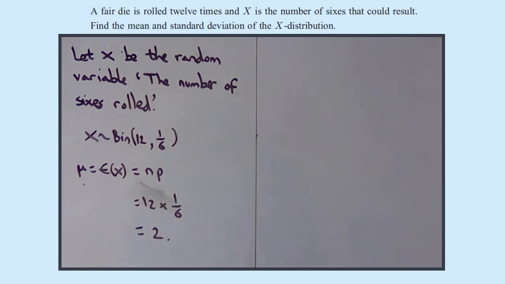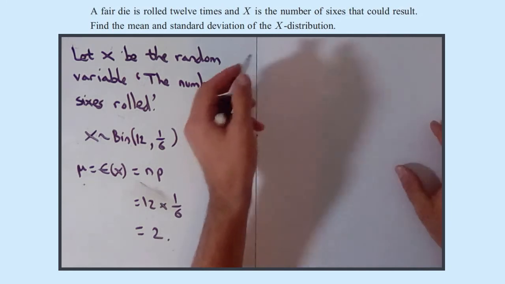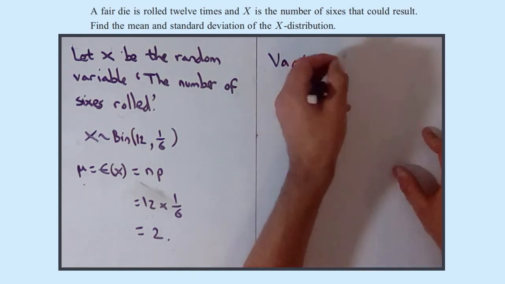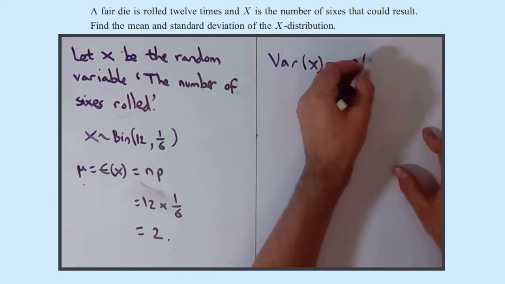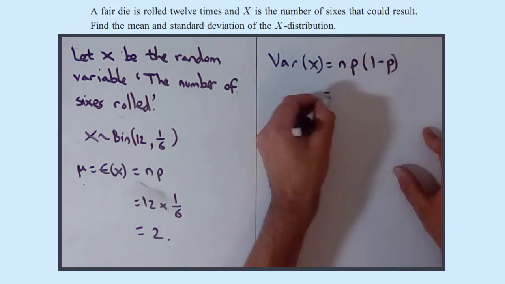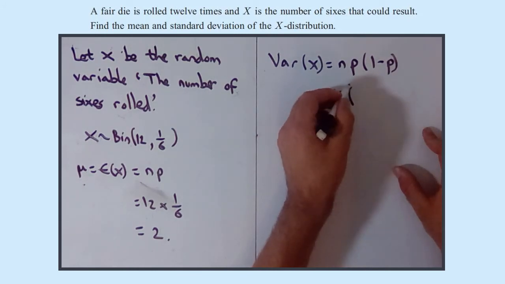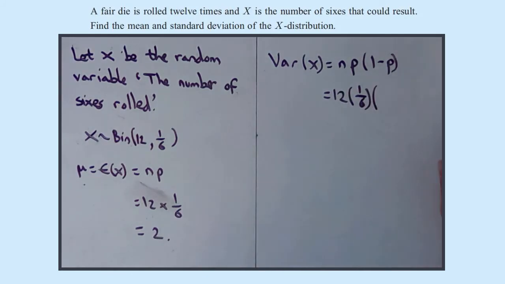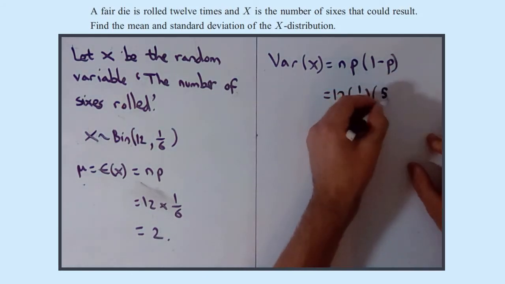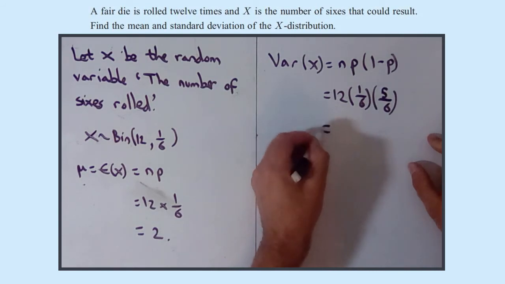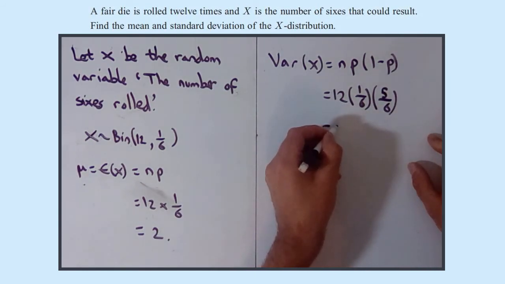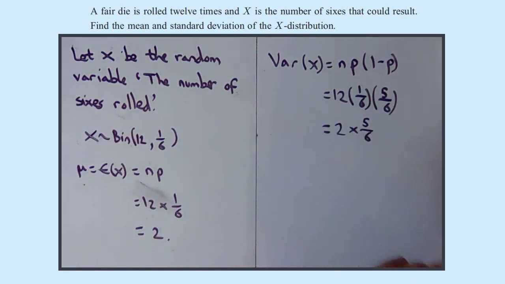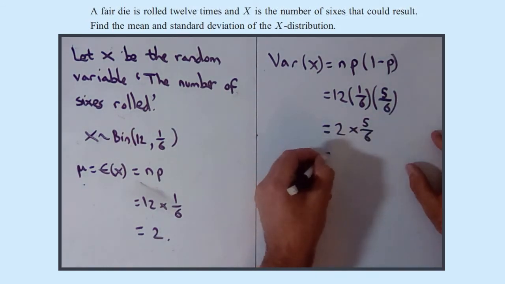Right, we need to find the standard deviation. Well, what we can do is find the variance. The variance of x, in the formula book, says equals np(1 - p). So that must be 12 times p, which is 1/6, times 1 minus 1/6, which must be 5/6. We already know that 12 times 1/6 is 2, so 2 times 5/6, which is 10/6, which is 5/3.